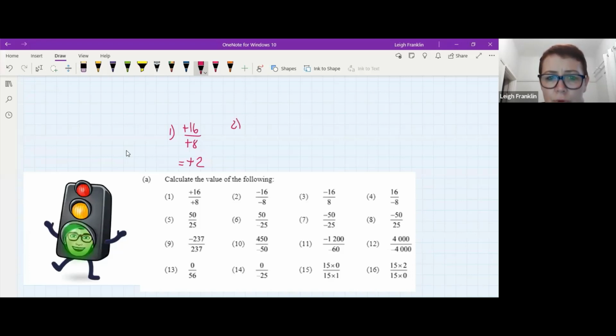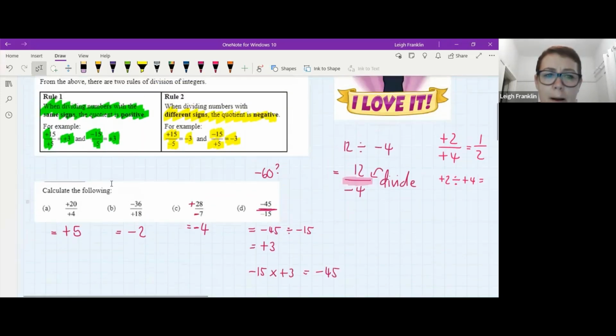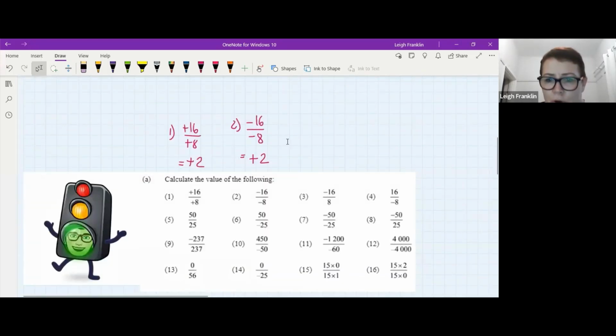Okay, and in number 2, you've now got a negative divided by a negative, Devin. So again, the signs are the same. It's a negative divided by a negative, so the answer will be negative 2. Positive 2, darling. Negative divided by negative is a positive. Remember our rule in green here: when dividing numbers with the same signs, the quotient, the answer, is positive. Oh, thank you, ma'am.